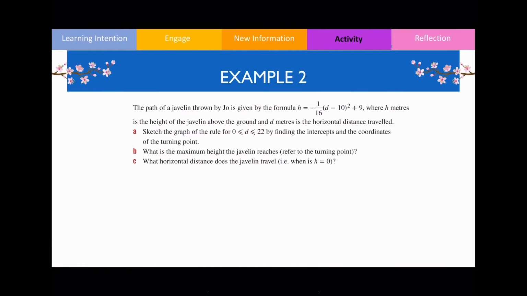In our second example, this is a very similar example to the first one, so it's another projectile question, and this time you're throwing a javelin.